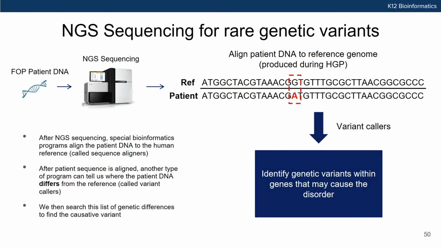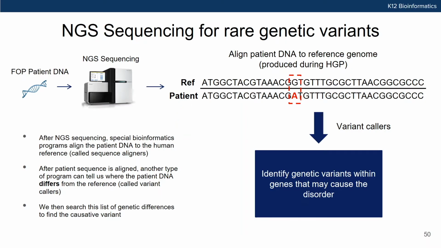Remember that we use NGS sequencing to find rare genetic variants with large effects. A quick breakdown of this type of analysis involves sequencing FOP patient DNA using NGS sequencing. This gives us a readout of the sequence of the patient's DNA.